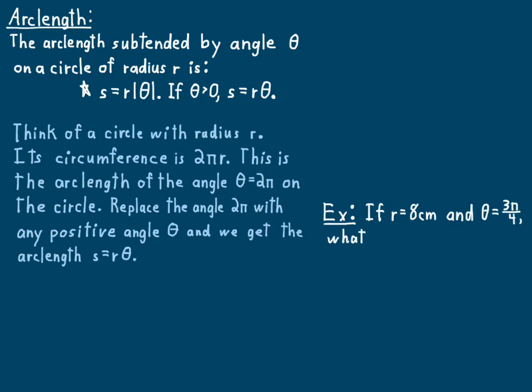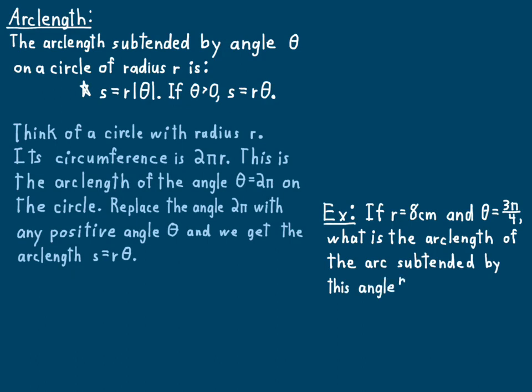So for example, if the radius is 8 centimeters, and this is the radius of a circle, and theta equals 3 pi over 4, what's the arc length of the arc subtended by this angle? Well, you just take the product of the two. It's that simple. And so you get 6 pi centimeters. And why is it centimeters? Because the radius is given here in centimeters.